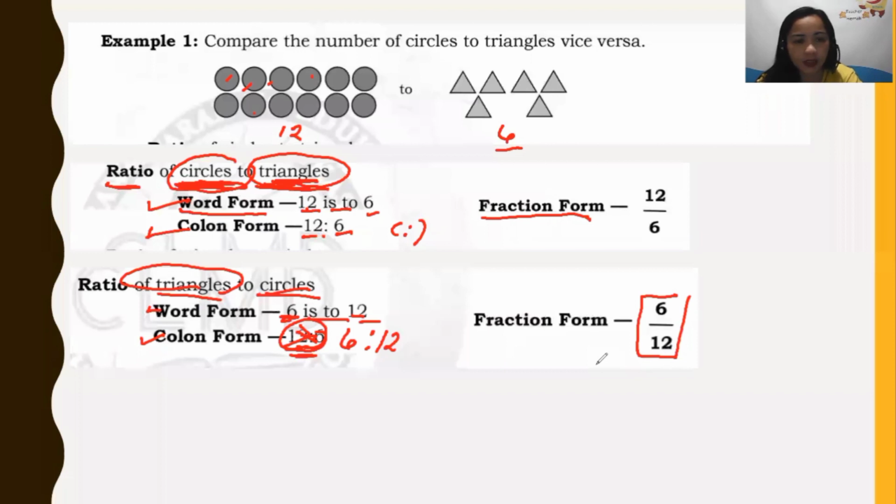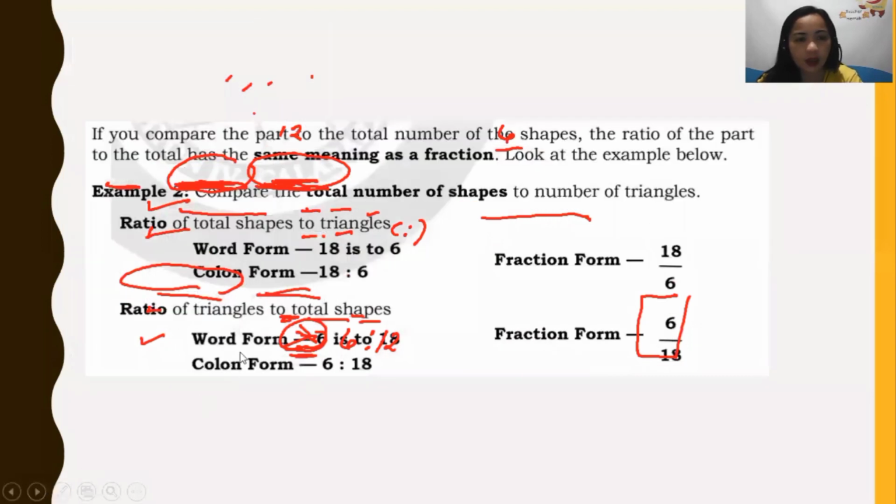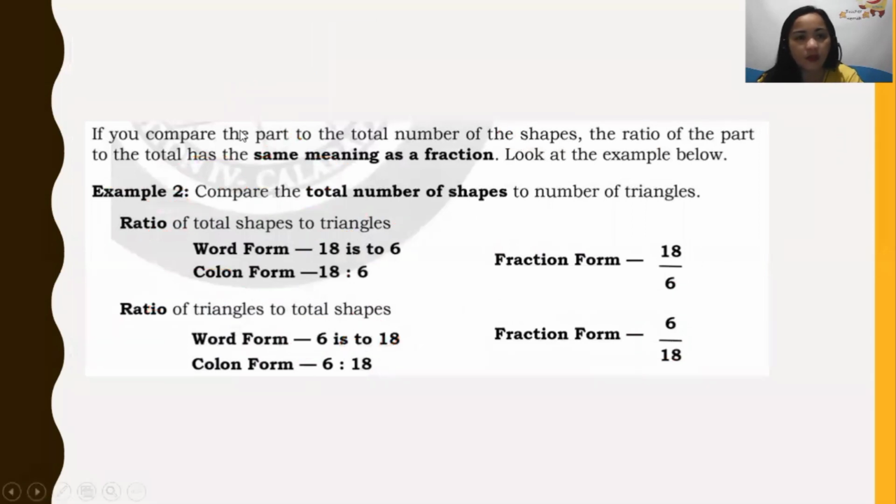Now, let's proceed to another example. If you compare the part to the total number of shapes, the ratio of the part to the total has the same meaning as a fraction. Okay, let's look at the example below. Second example, let's compare the total number of shapes to the number of triangles. Doon sa una pa rin nating example kanina.